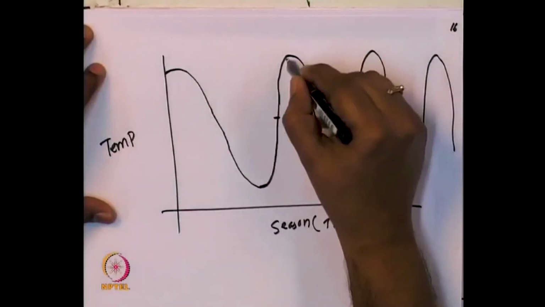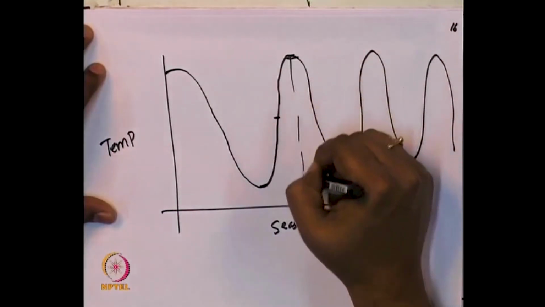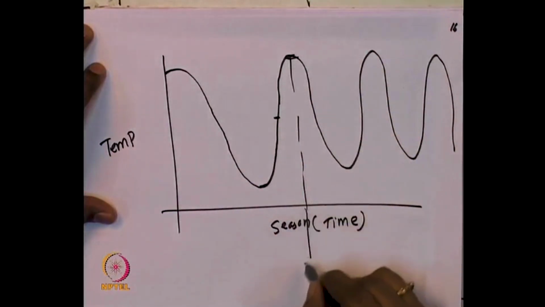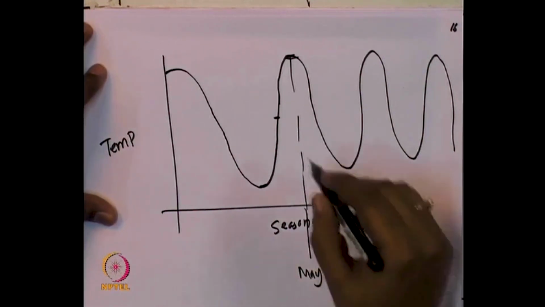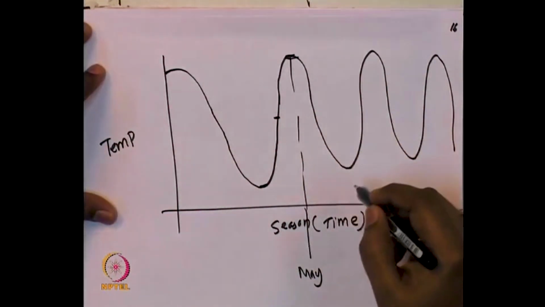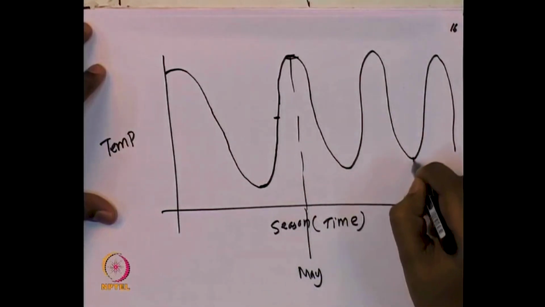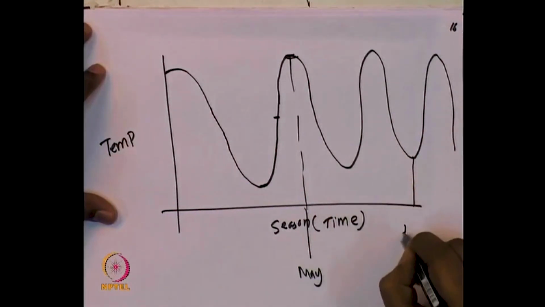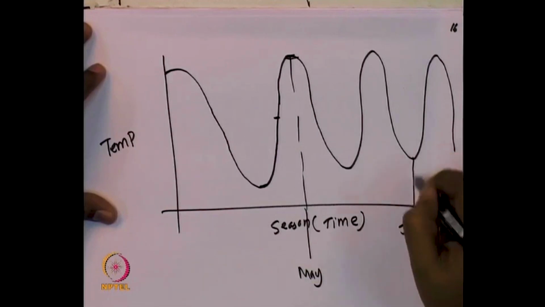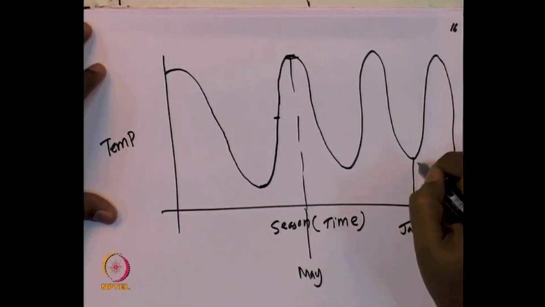As you see, this is the peak month. It's mostly like May, June. So this is like May. In most parts of India, in May the summer is at its peak, and the temperature has its minimum value sometime in January.